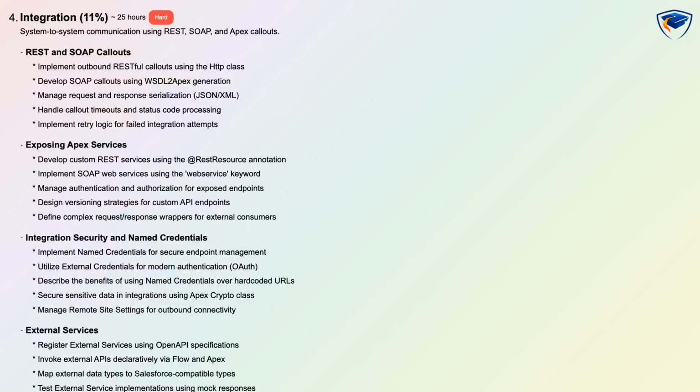scenario-based evaluation. You will implement REST and SOAP callouts using the HTTP class and WSDL2Apex, manage JSON and XML serialization, and handle timeouts and retry logic for resilient integrations. The syllabus covers exposing Apex services using @RestResource and web service methods, securing endpoints and versioning APIs, and using named credentials and external credentials for safe authentication. External services registration with OpenAPI, mapping external types, and integration patterns such as platform events and continuation for long-running callouts are also included.